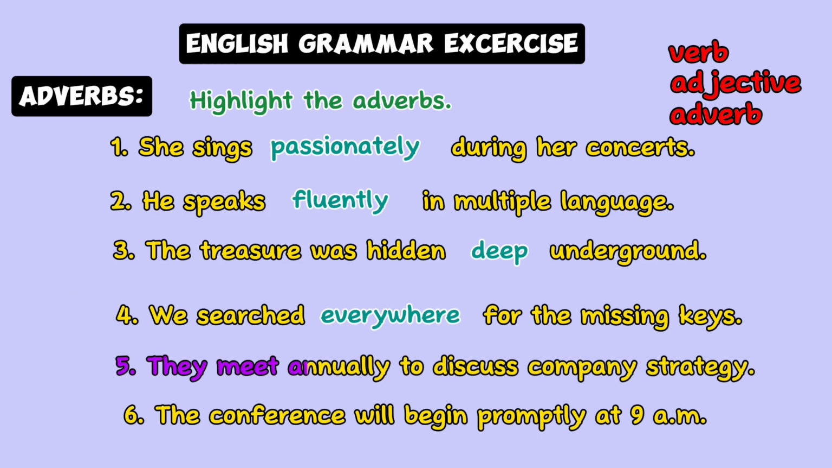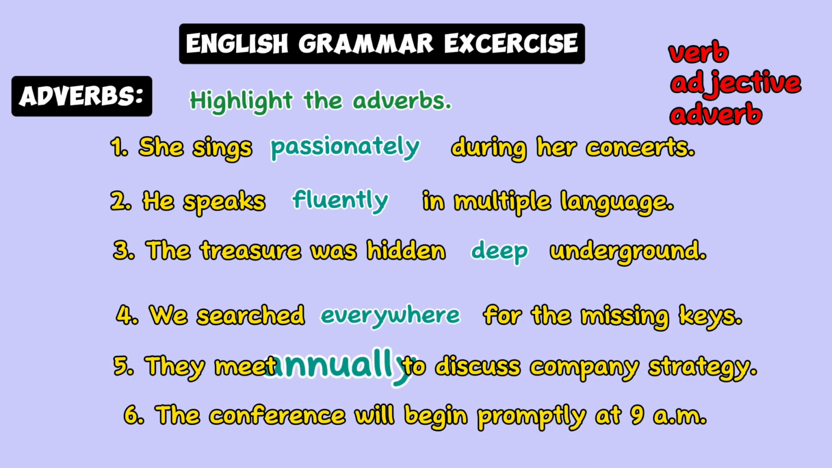They meet annually to discuss company strategy. The answer is annually. The adverb annually modifies the verb meet, indicating the frequency with which they gather. It describes how often they come together for the purpose of discussing company strategy, emphasizing that it happens once a year.